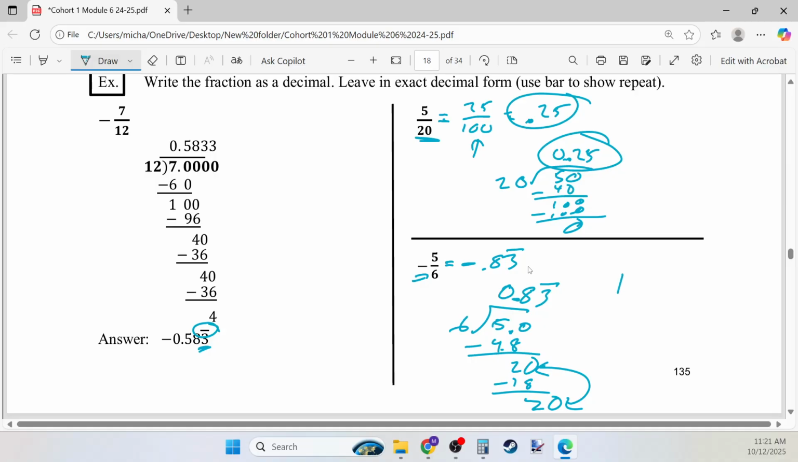If I had multiple digits that repeated, like this one, I could write it as 0.12 with the bar over the 1 and the 2. If not everything repeats, maybe I have something like 1, 2, 3, 4, 5, 4, 5, 4, 5, then I write the part that doesn't repeat, and when I get to the part that does, I put the bar over just the part that repeats.